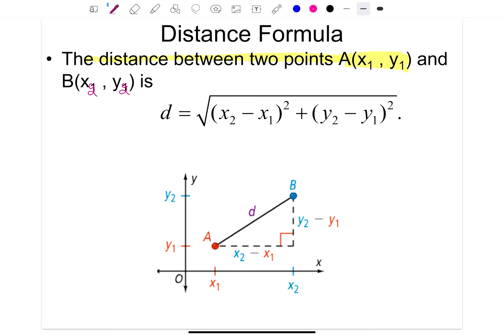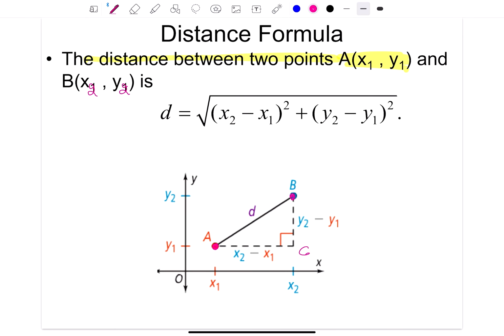And where did this formula come from? This formula actually came from the Pythagorean theorem. So we have points A and B, and the distance AC will be x2 minus x1, and the distance BC will be y2 minus y1, the distance between the two y coordinates.